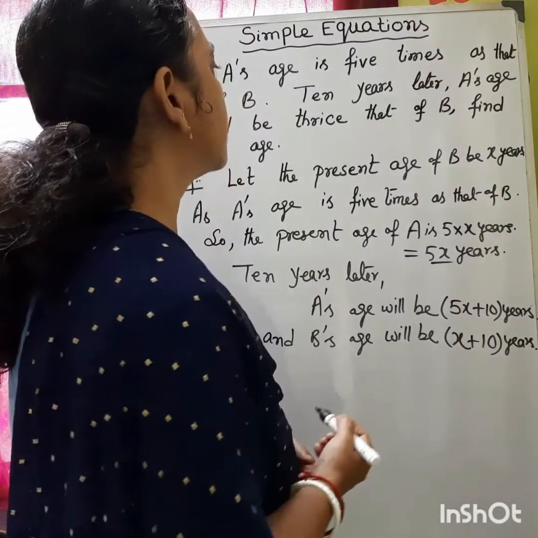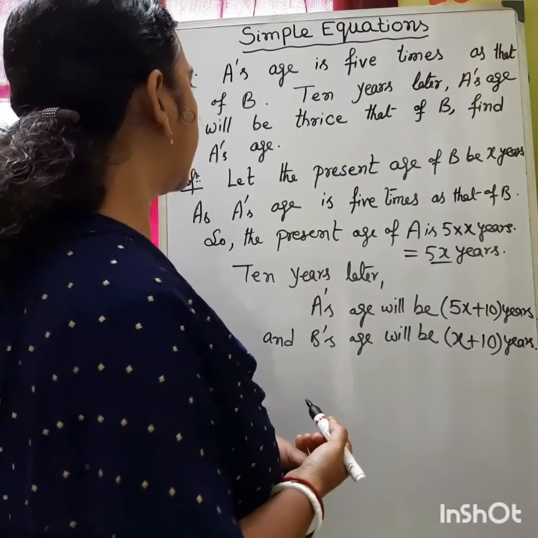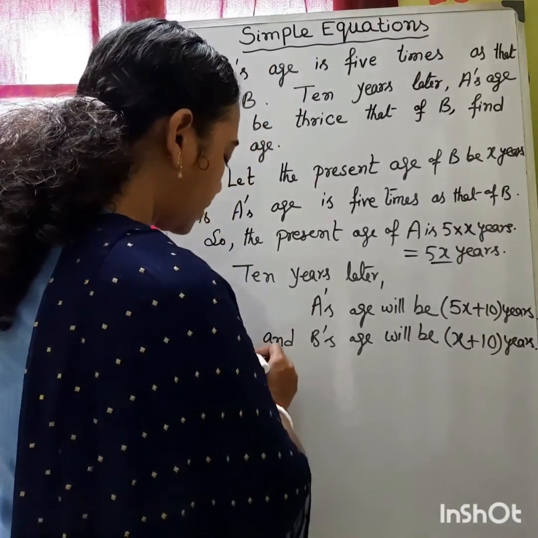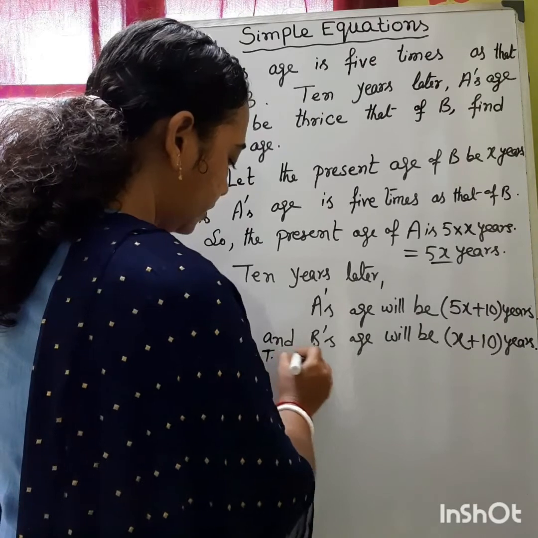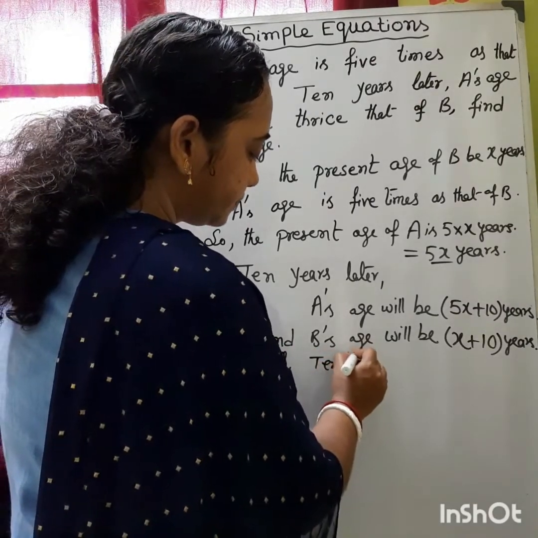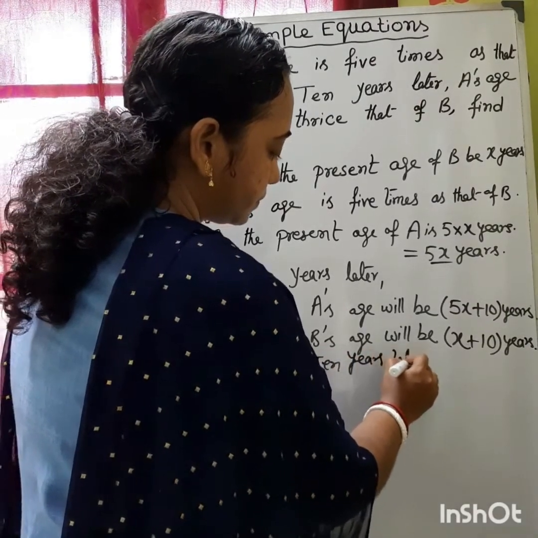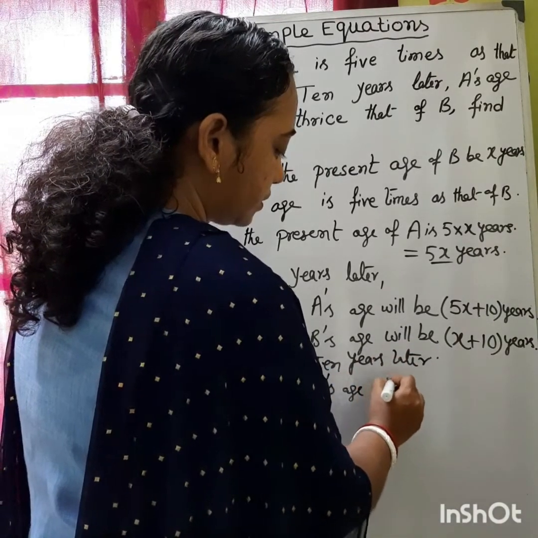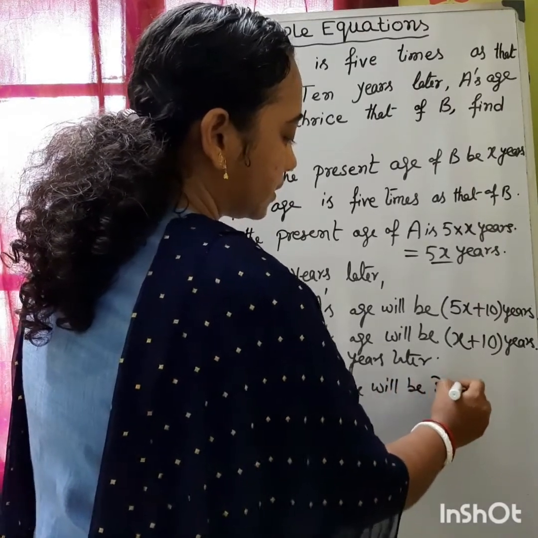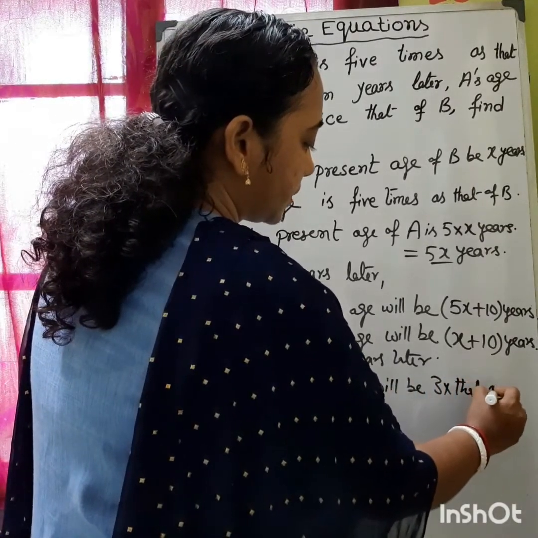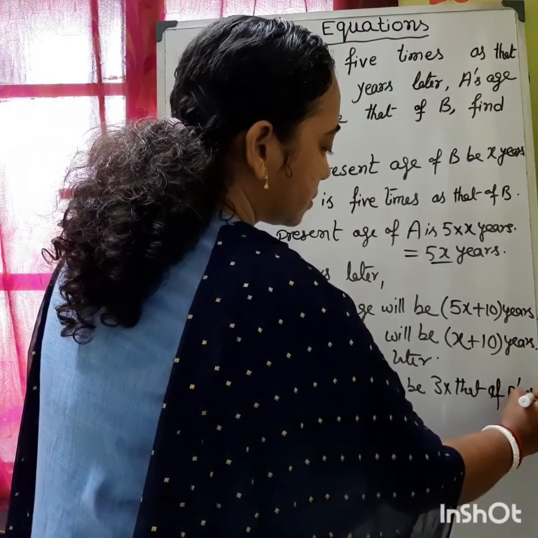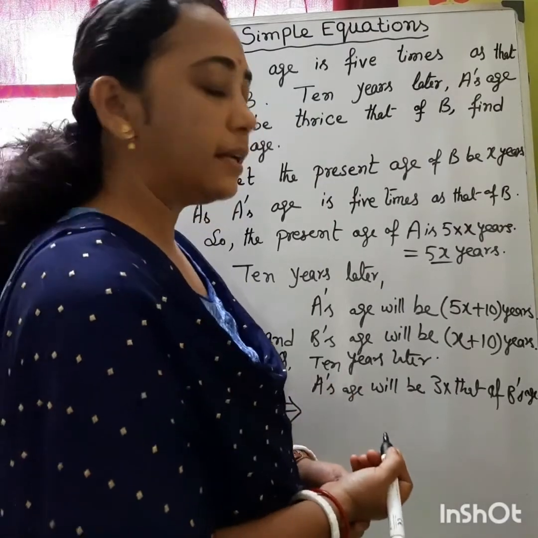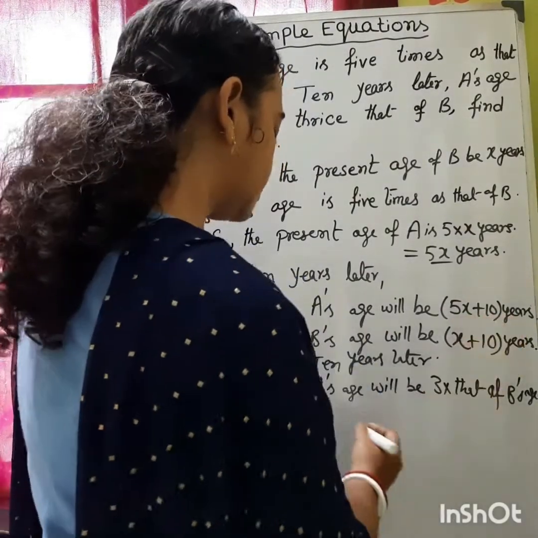Now there is another condition in this question, that 10 years later A's age will be thrice that of B. So according to the question, 10 years later A's age will be 3 times that of B's age. So which we can write as: 10 years later A's age is how much? That is 5x plus 10.